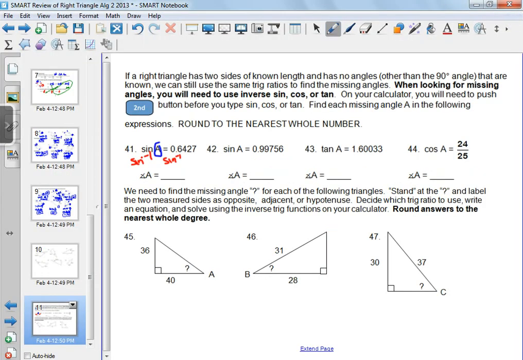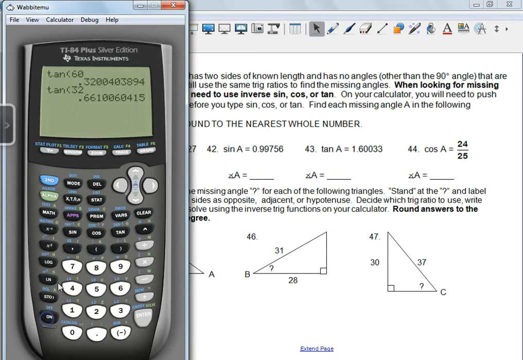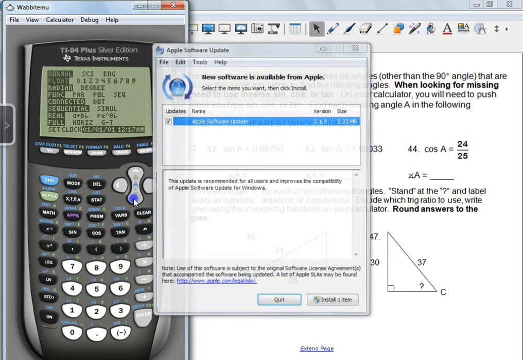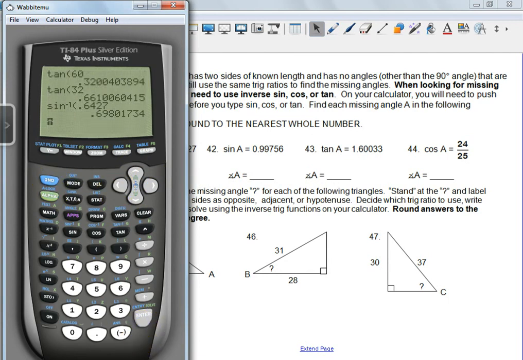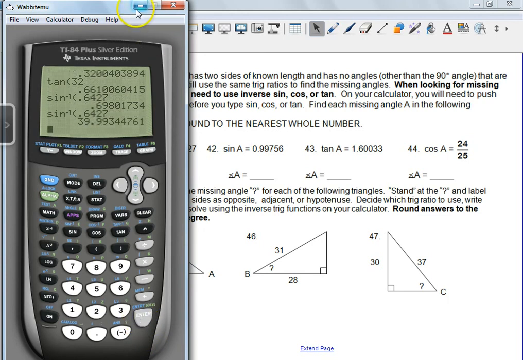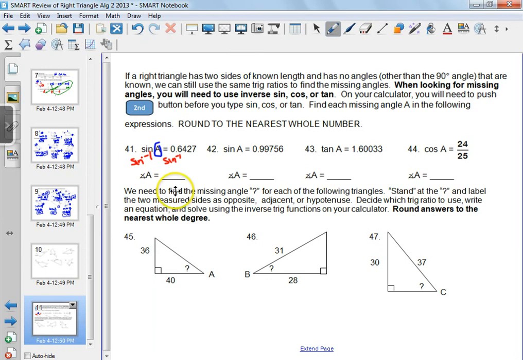Let's get our calculator and see what that looks like. So inverse sine is second sine. See, it's written above it in blue. And it was 0.6427. And I'm in the wrong mode. Alright, we have to go to degree mode. You probably got the right answer when you typed that in. And I'm going to cheat and just do second entry. There we go. So it rounds to the whole degree, so our answer here is 40 degrees.